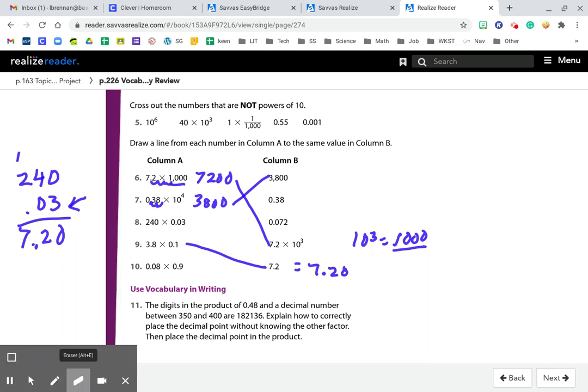Oops, got my line in the wrong spot there. Sorry, guys. There we go.